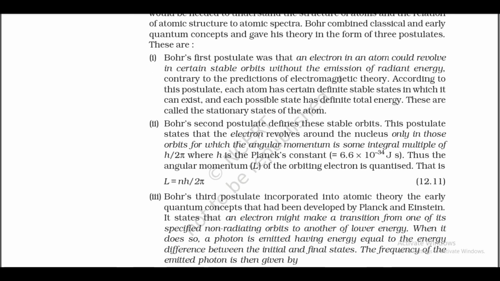Second, Bohr's second postulate defines the stable orbits. This postulate states that the electron revolves around the nucleus only in those orbits for which the angular momentum is some integral multiple of h by 2 pi, where h is the Planck's constant, equal to 6.6 into 10 to the power minus 34 joule second.